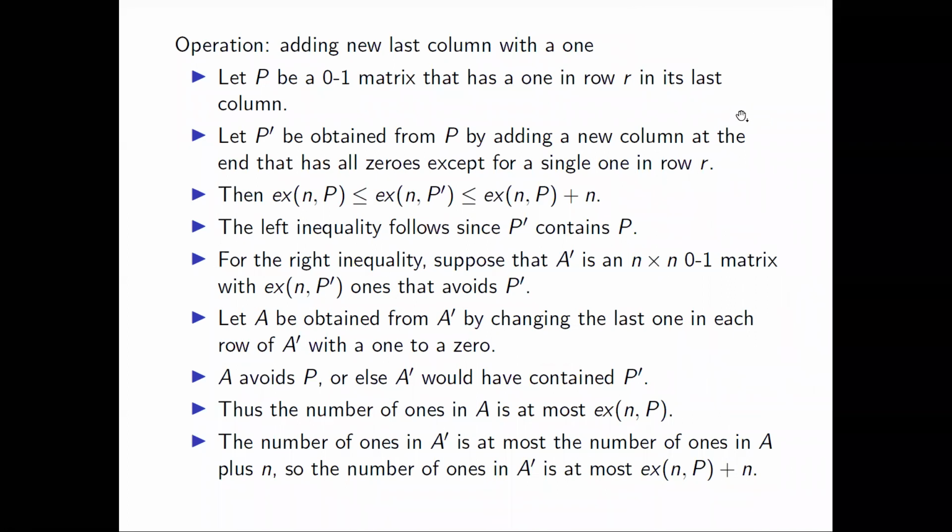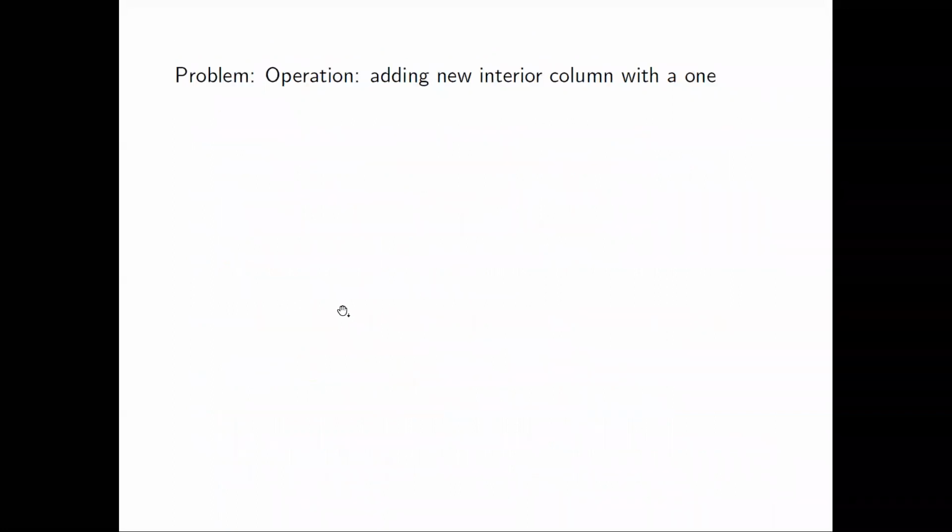So now that we saw a basic operation that we can do on 0, 1 matrices that doesn't substantially change their extremal function, here's a problem for you to think about. And I'll mention some hints about this problem. So it's about a different operation. Instead of adding a column at the end with a single 1, we're now adding an interior column with a single 1.